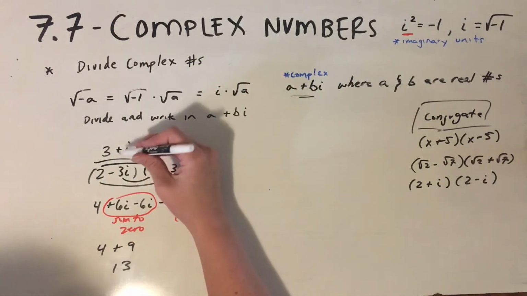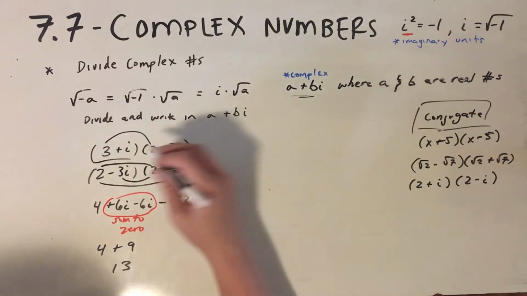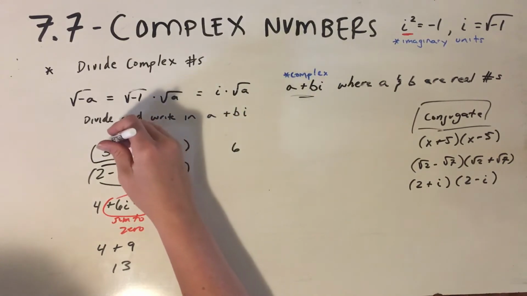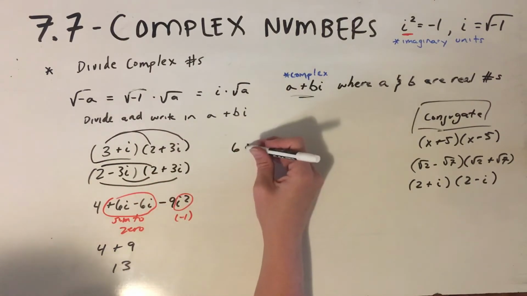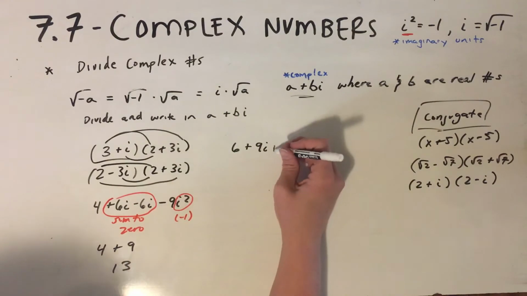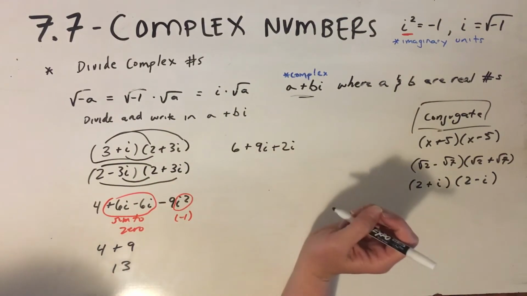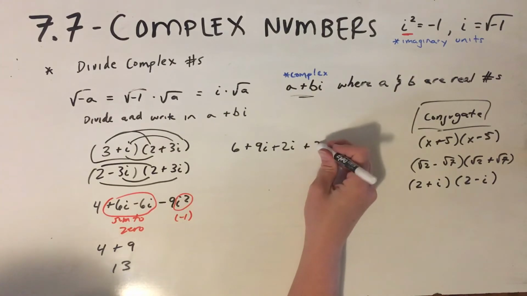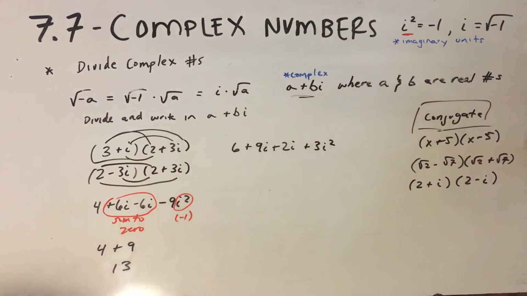But now I need to simplify the top and combine these, so I'm going to get 3 times 2, which is 6, 3 times 3i, which is a positive 9i. When I do the inners, I'm going to get plus 2i. And when I do the last, I'm going to get plus 3i squared.